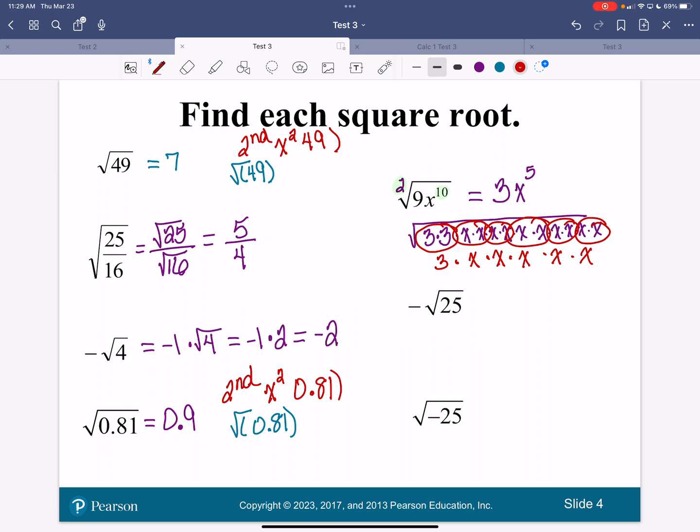Okay, this next one is just -1 times the square root of 25. What's the square root of 25? Good. So then my answer here is just going to be -5. Now, what is the difference between this and this? What's the difference? The negative is inside, which is 25 instead of outside. Good. Okay, here our negative is on the outside.